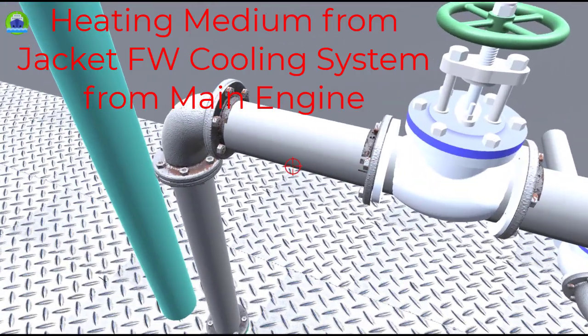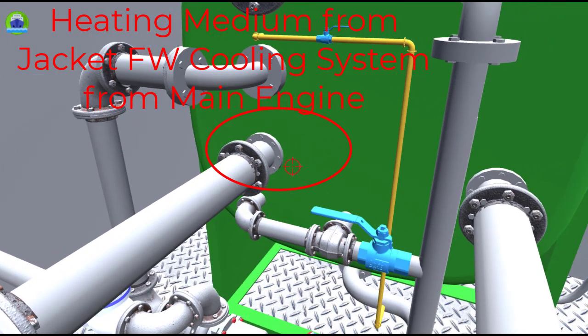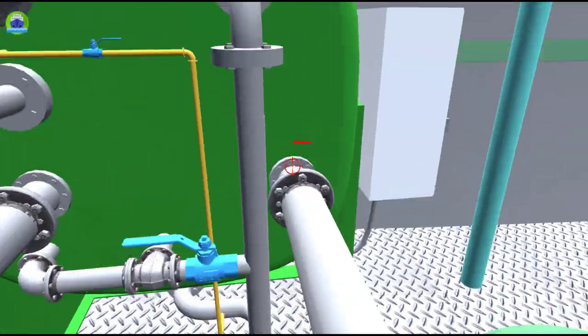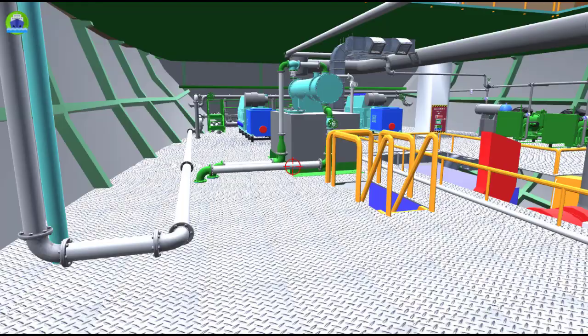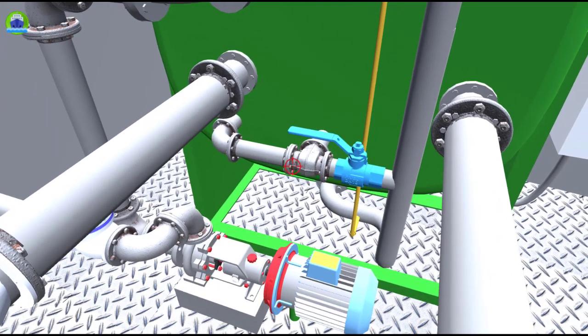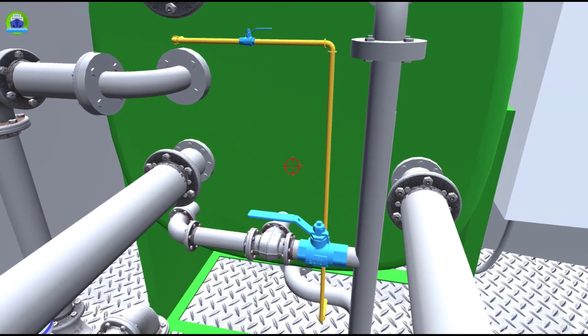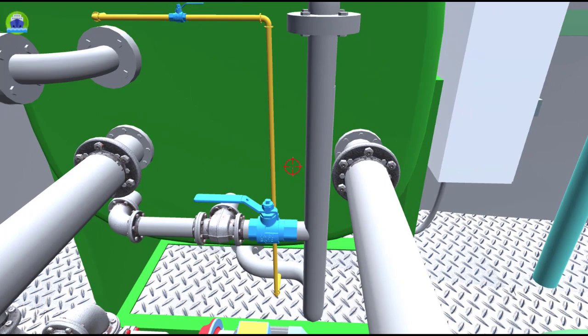Hence, in here is the inlet of the heat, which is the jacket cooling water system coming from the main engine room, which is about 80 degrees Celsius, and comes out of this area and goes back again through the system. Now, as you can see, this also has a heat exchanger tube inside. So there is no physical contact, but thermal contact.